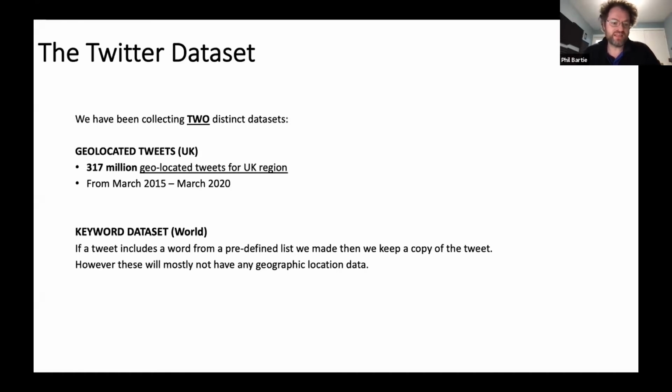We've also been collecting a keyword data set, which is worldwide, which is what Adam was focusing on in his talk. So that's where we have a predefined list of words. And if they occur in a tweet, we get that tweet, whether it has a geographical location attribute or not. So how do we get it?